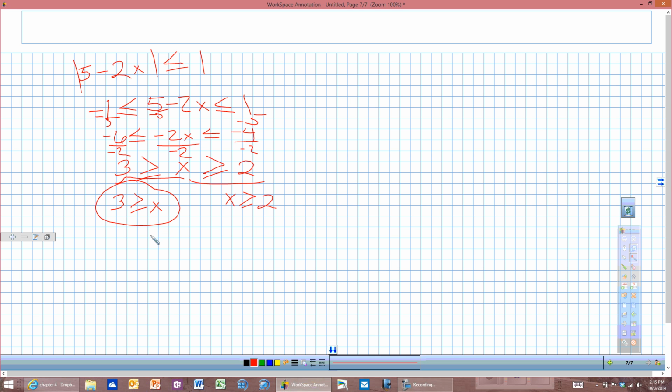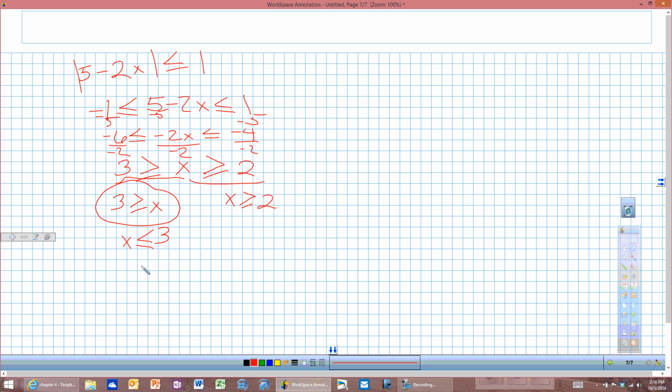I don't really like my x on my right-hand side because I think it makes it hard to read. So I just flip-flop where things live, but remember that it has to stay pointing towards whatever it was pointing before. So I have x is less than or equal to 3, and x is greater than or equal to 2.